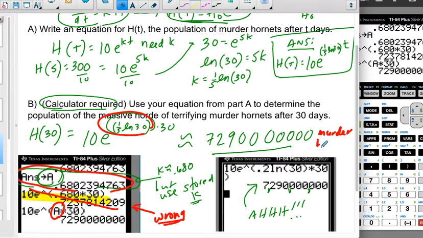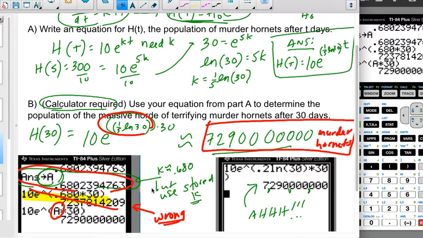I need that this is how many murder hornets there are. Also, at this point, if that's how many murder hornets there are, we're all kind of dead. So anyway, point being, I just want to show you that difference because it is a really important difference, and it's a shame to lose that 1 point on the AP because you used a rounded answer.